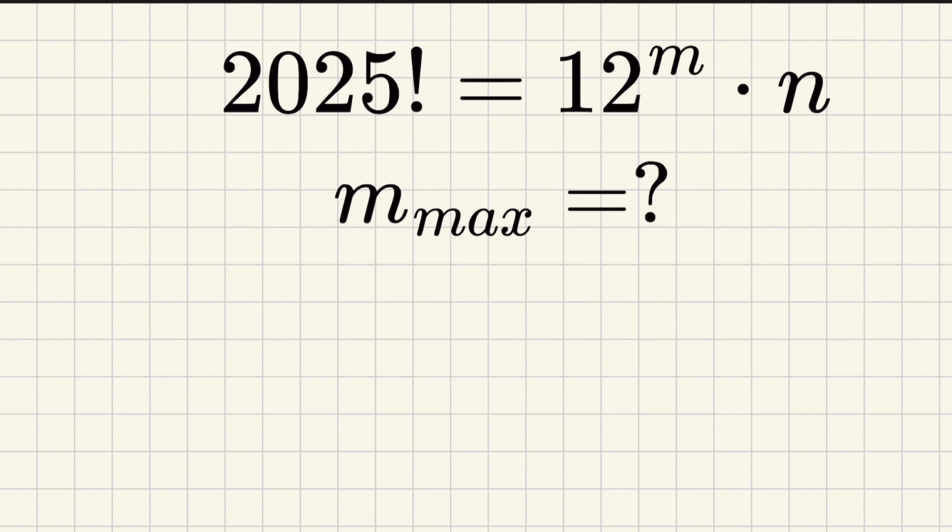Math challenges, Olympiads, competitions, they love to give you problems involving the year or the digits of the year. So I've decided to come up with one myself, which involves both the year, 2025, but also the number of months in a year, 12. So here's the problem. You've got 2025 factorial, a huge number.